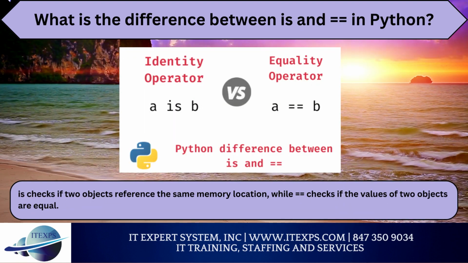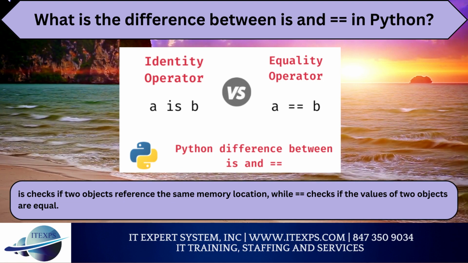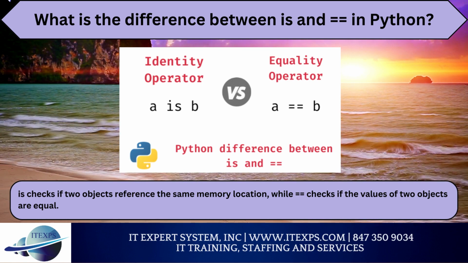What is the difference between is and == in Python? Is checks if two objects reference the same memory location, while == checks if the values of two objects are equal.